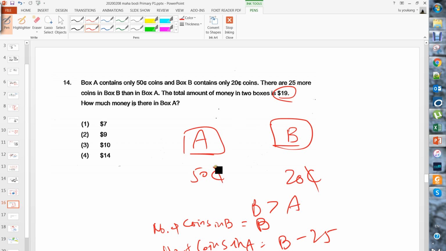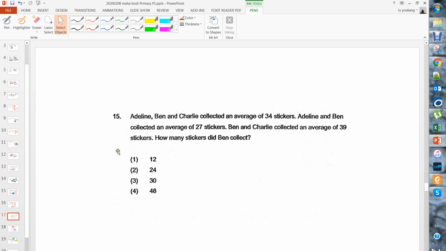So that means 50 cents. What is the number of? Okay, this question we need to use this. This question I will teach you next lesson, because this question requires a bit of work. Okay, this is the average. Very simple, right? So what's the formula for average?